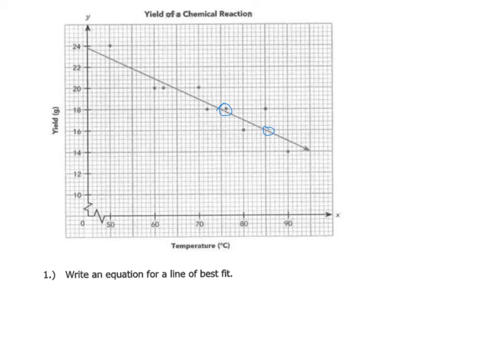So we need to find our change in y over change in x. Well, it's going down, and it's going down from 18 to 16. So it's going down 2. And it's going over from 75 to 85. So it's going over 10. This reduces down to negative 1/5. This is our m.